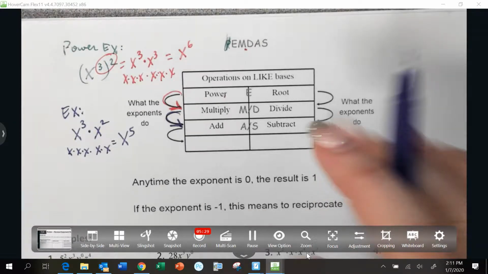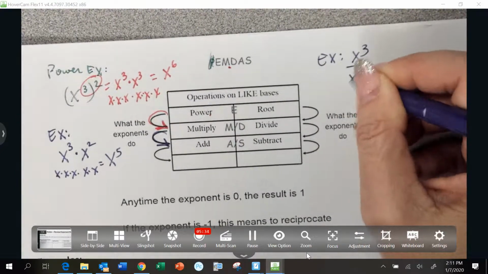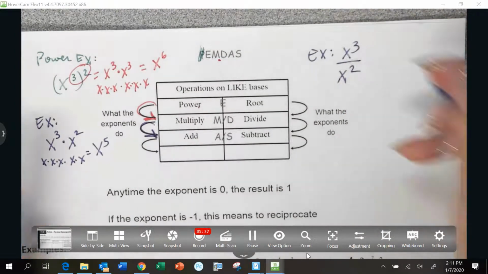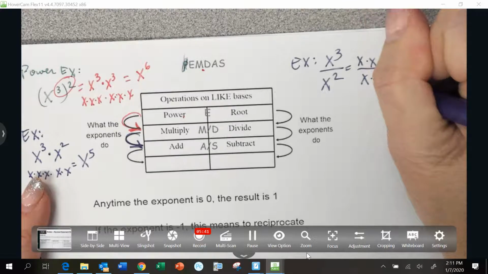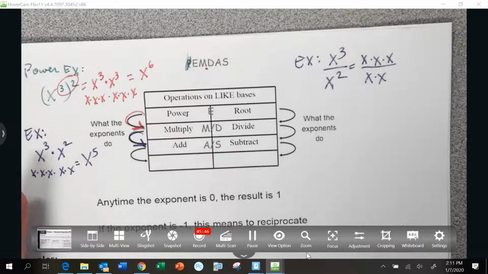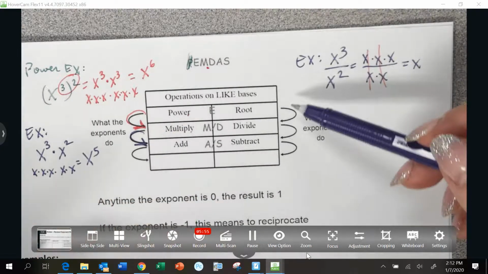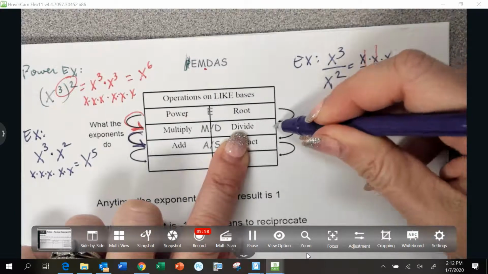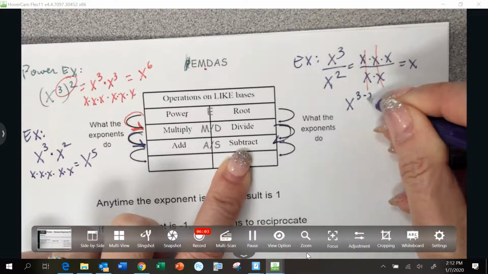Divide, if we have an example for divide, let's say I have x to the third divided by x to the second. If I did it the long way, x times x times x divided by x times x, you'd cancel out two of those x's, and you'd be left over with x. But if we're using the exponent rules, if I'm dividing, what does it say to do to the exponents? You subtract them. So this would be the same thing as x to the 3 minus 2, which is x to the first, x.